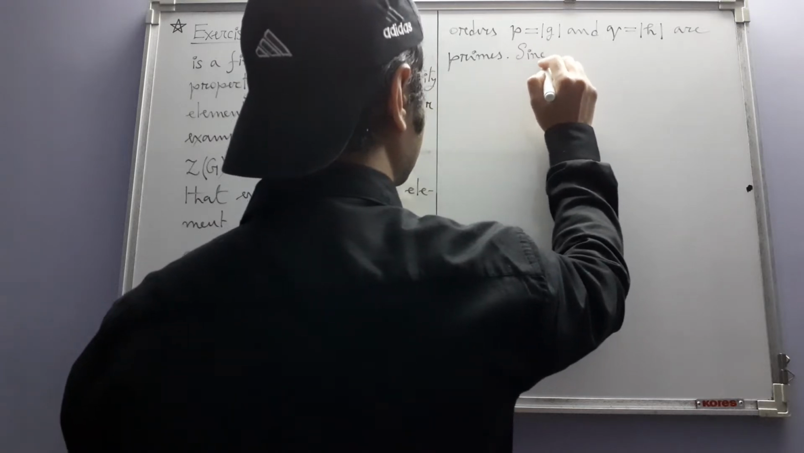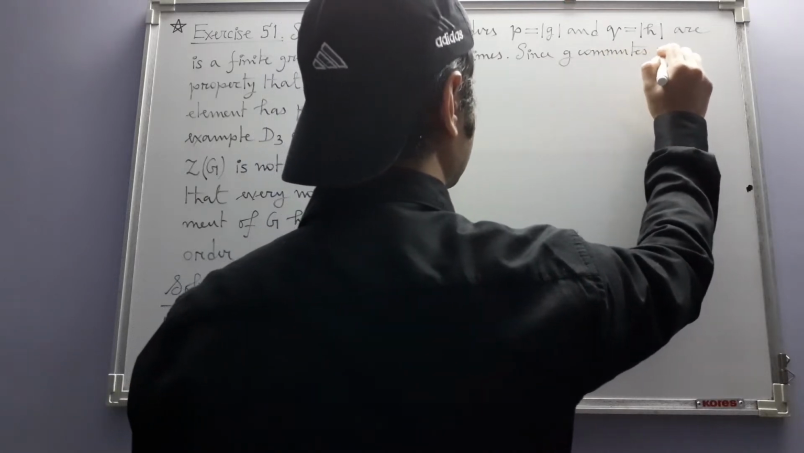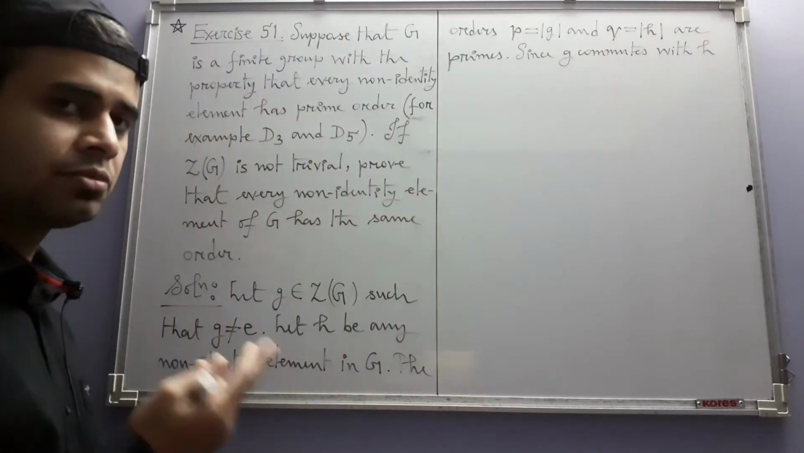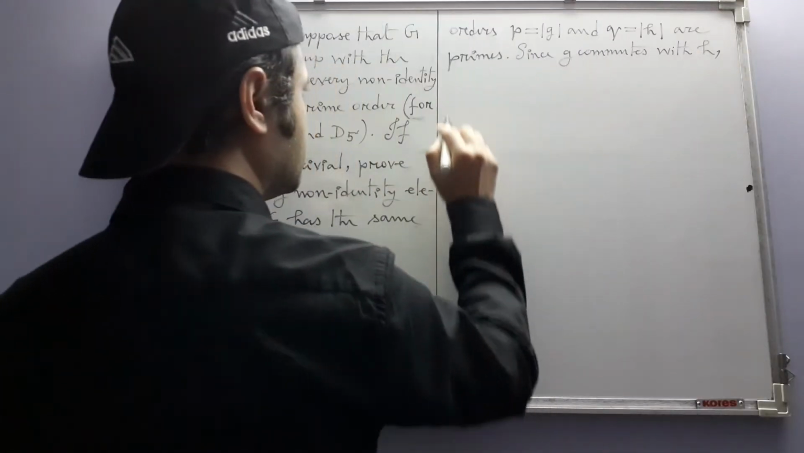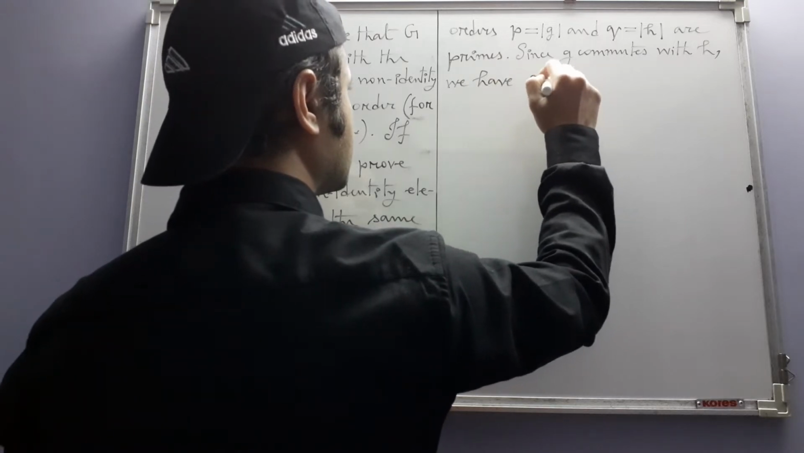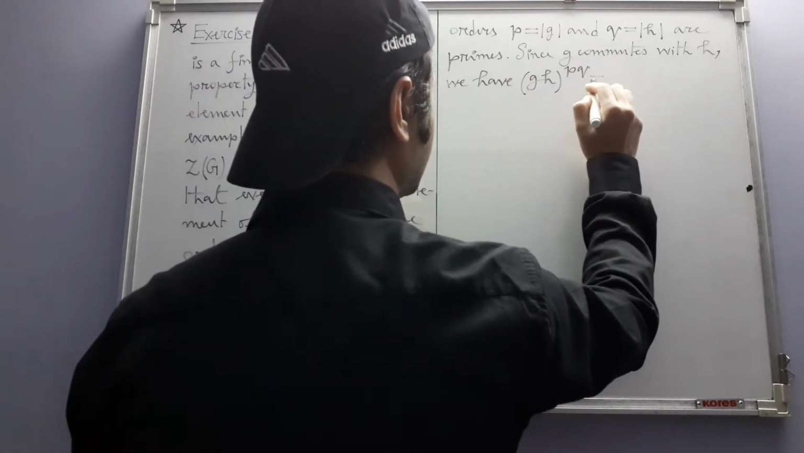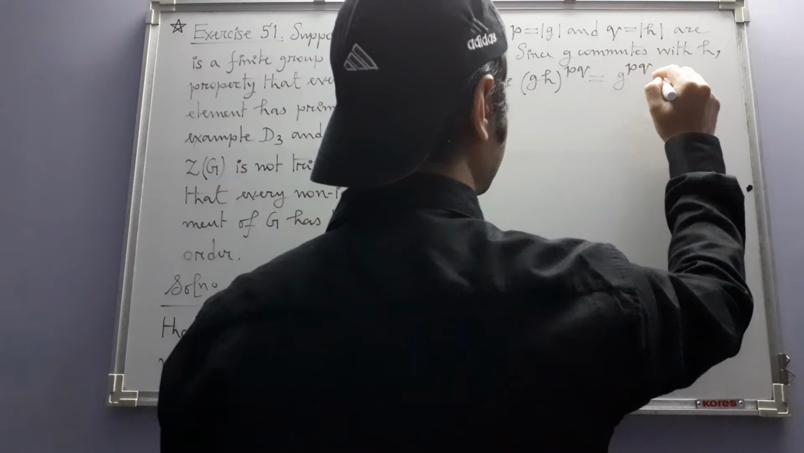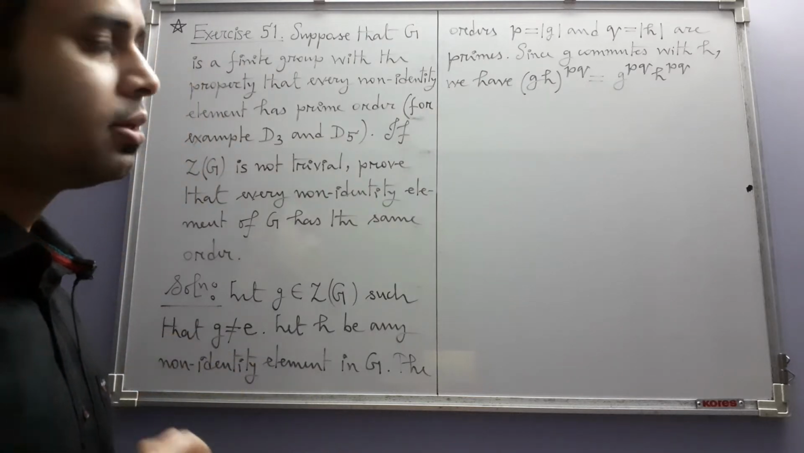Since g is a central element, g commutes with every element of the group. In particular, g commutes with h. Since g commutes with h, we have (gh) to the power pq equal to g to the power pq times h to the power pq. This is true because g commutes with h.